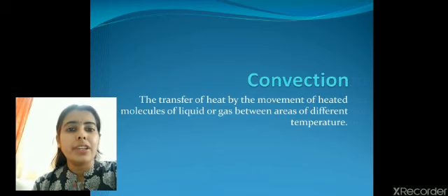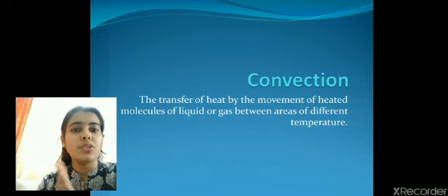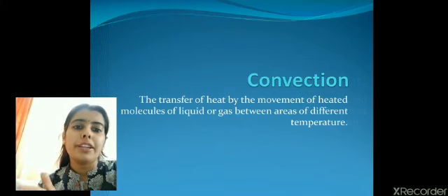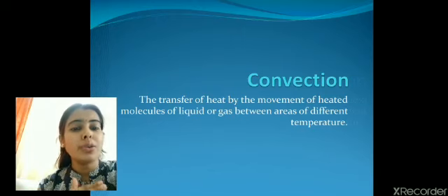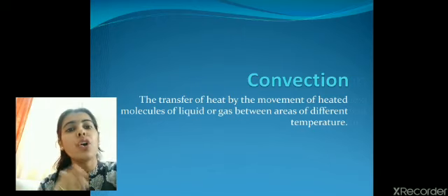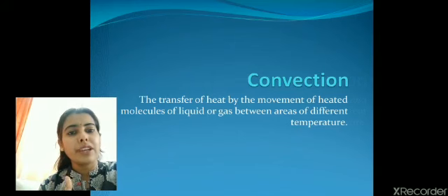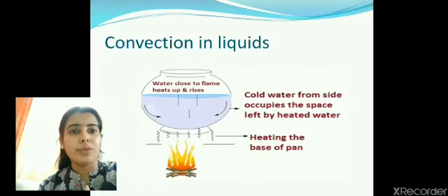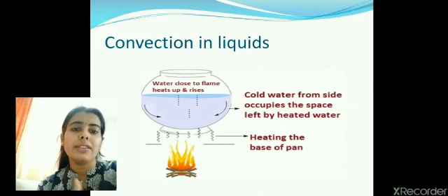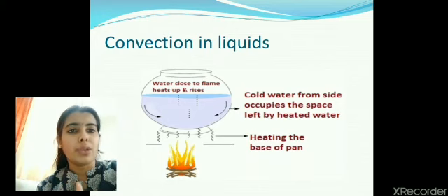If the heat is moving from one place to another, it is a primary condition that the two objects should be at different temperatures. Now in convection, the molecules themselves are going to move. In conduction, molecules did not move. Now I will be explaining how convection occurs in liquids and gases. So first let's discuss how convection occurs in liquids.